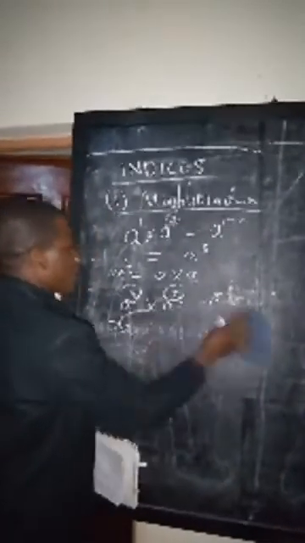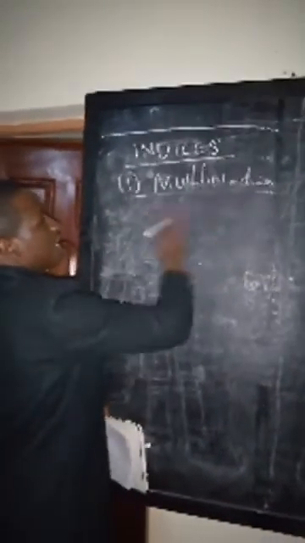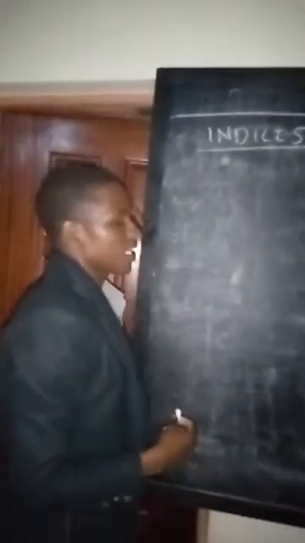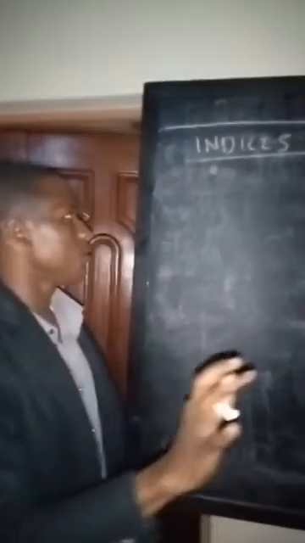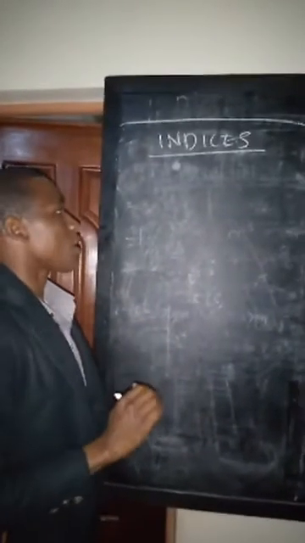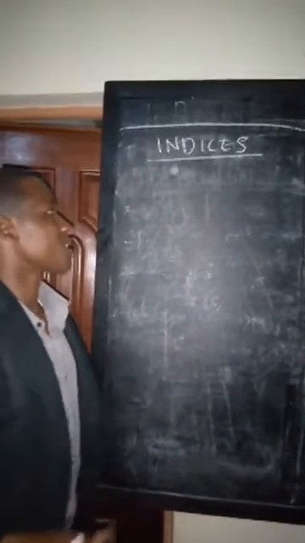Then we have another law which we shall find ourselves applying most of the time, and that is the quotient law or rule, concerning division. This is where we say that if a number is divided by another number, provided that they have a common base, we just need to subtract the powers.